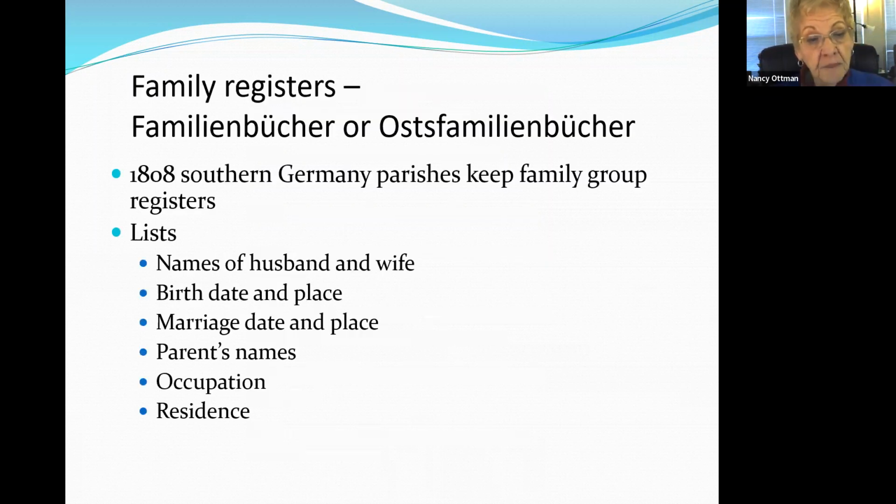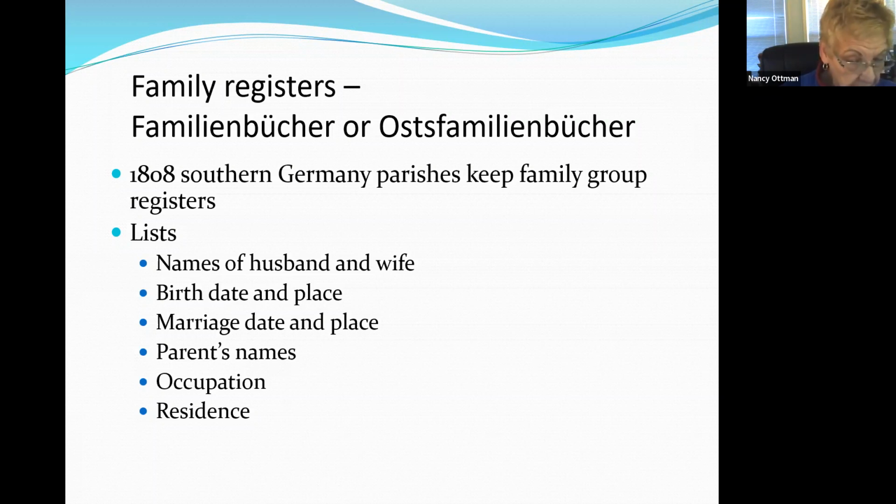Family registers, Familienbücher or Ortsfamilienbücher. In 1808, Southern German parishes kept family group registries. In 1900, Hitler required all villages to update all of their parish records. And these will list names of husbands and wives, birth dates and places, marriage dates and places, parents' names, occupations, and residency.